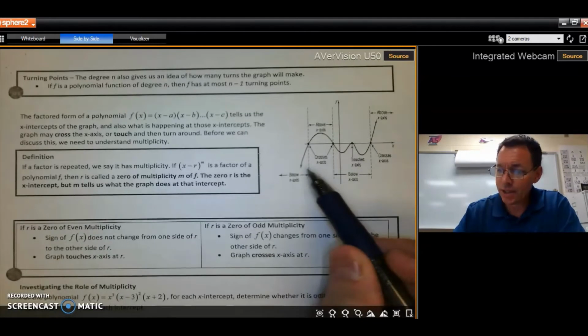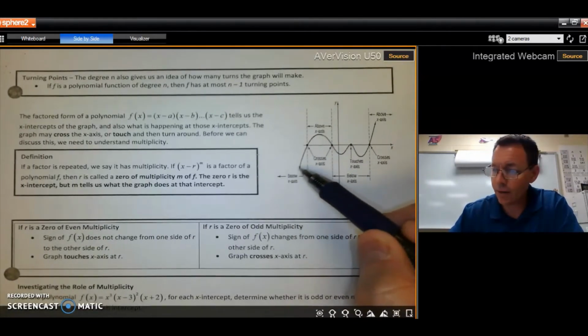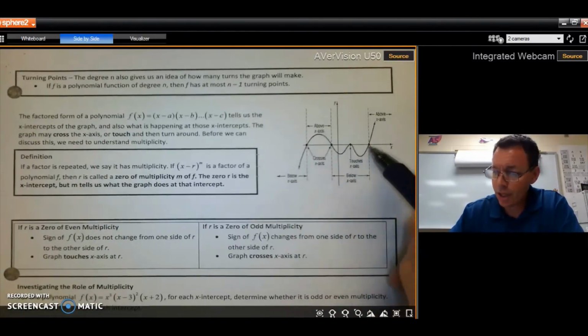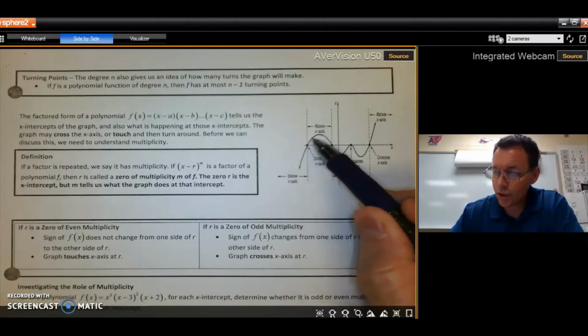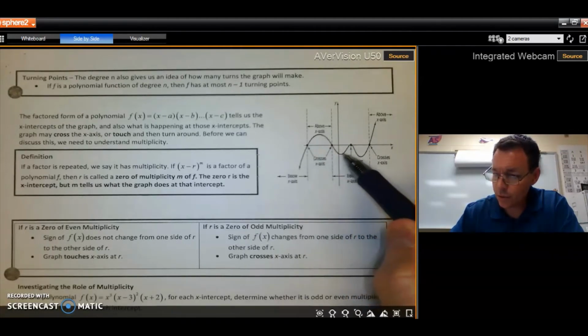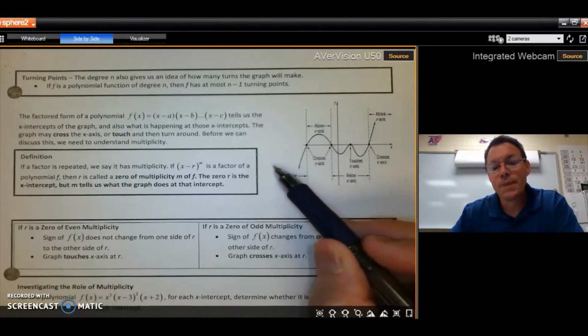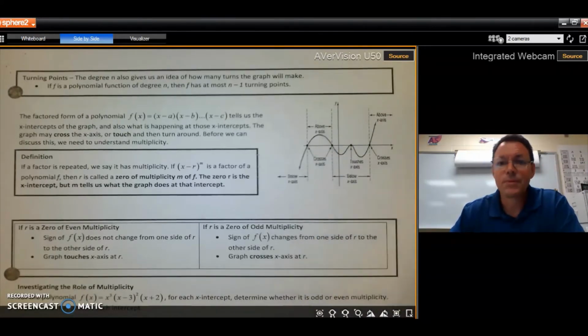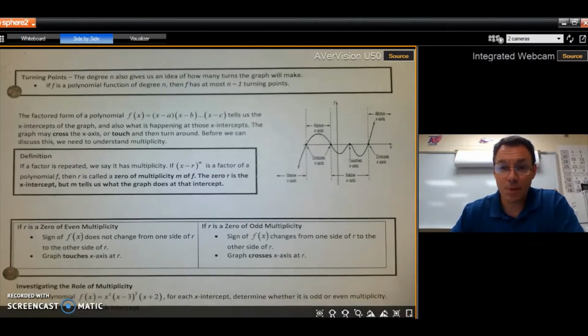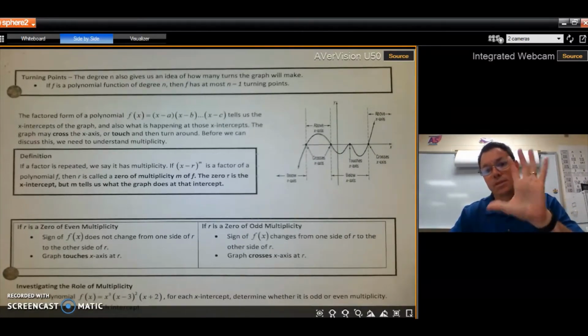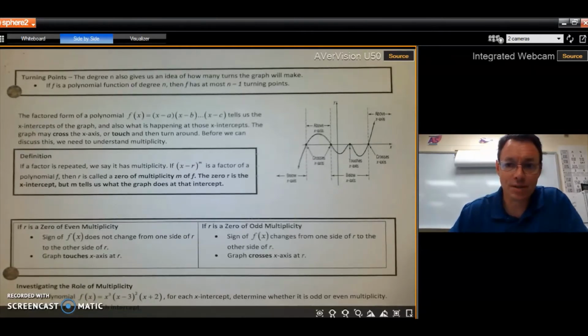So if you look at this example of this graph right here that I have, this kind of generic polynomial, it turns once, twice, 3, 4 times. So this is probably the graph of an x to the 5th power polynomial. Since it turns 4 times, that means it's going to be a degree of 5, since the turning points should be 1 less. Okay?